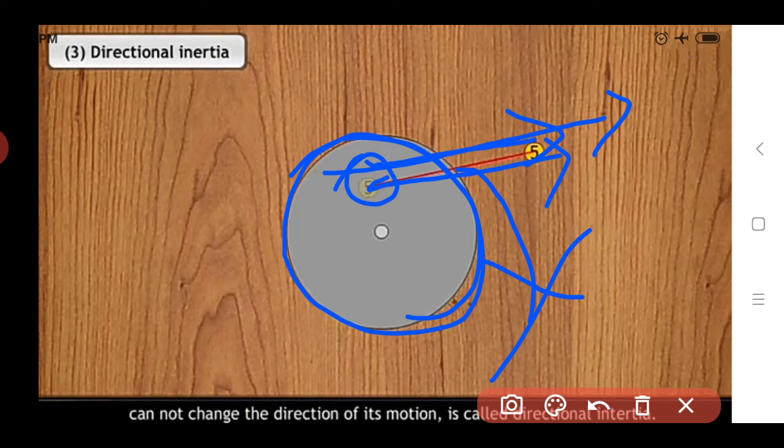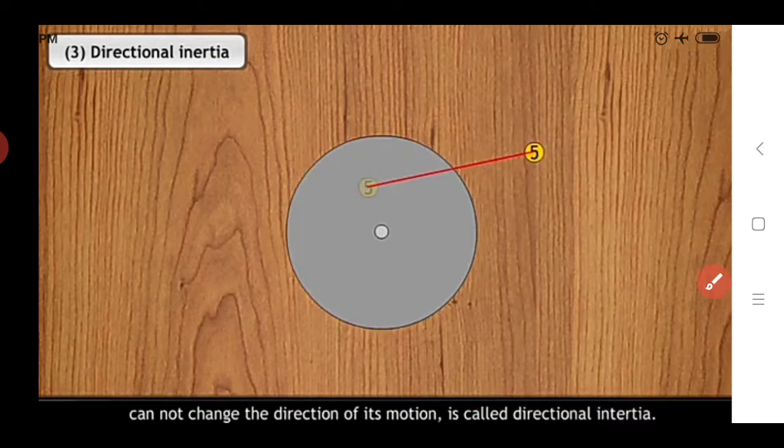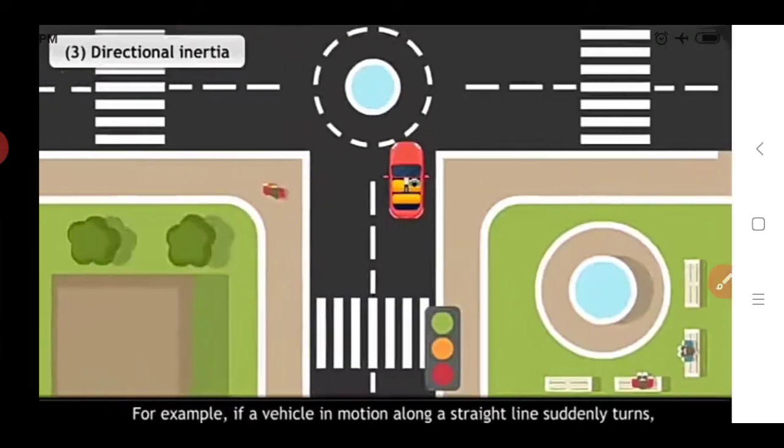So this is the inherent property of an object due to which moving objects cannot change the direction of their motion, so it is called directional inertia. Here we see the example of a vehicle, then we will understand very well what directional inertia is.